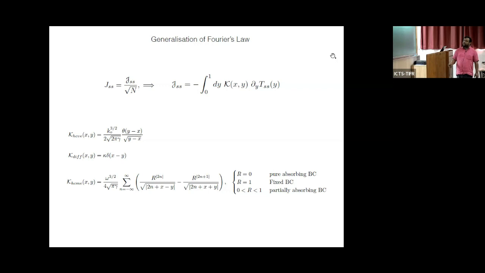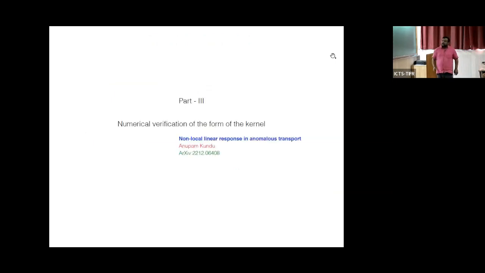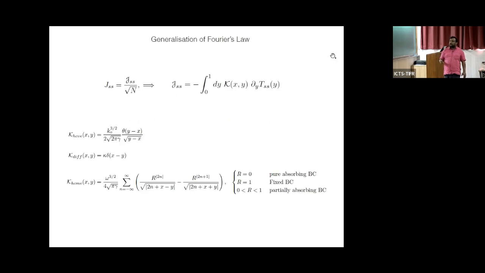So for the volume exchange model, this kernel is this. For the momentum exchange model that I presented earlier, one can show explicitly that the kernel is given by this series of singular terms, and R is a parameter that has different values depending on the boundary conditions. The question is, how do we verify the forms of this kernel? There are indirect verifications, of course. You can use this equation to find the temperature profile and compare it with the simulation, and they match. So that's an indirect verification, but I want to do a direct verification.